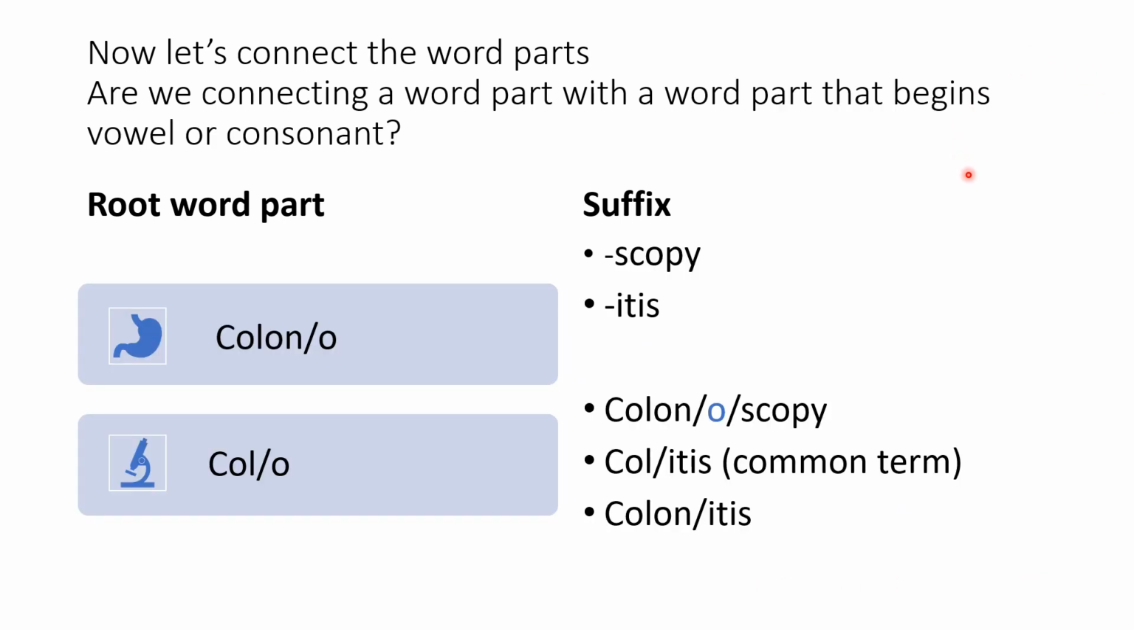Let's try another example using the root word part colono and colo. They both mean colon. Let's connect colono to scopy, which begins with an S, so we create colonoscopy. However, when we add it to itis, we can create two words here, colitis and colonitis. See how we drop the O?